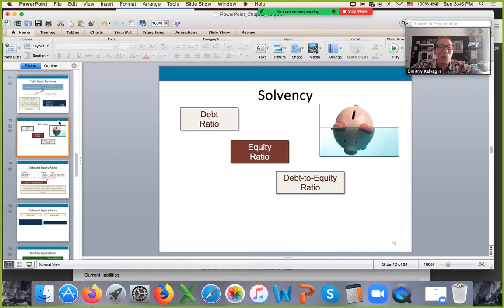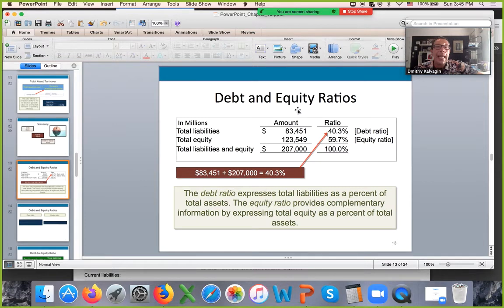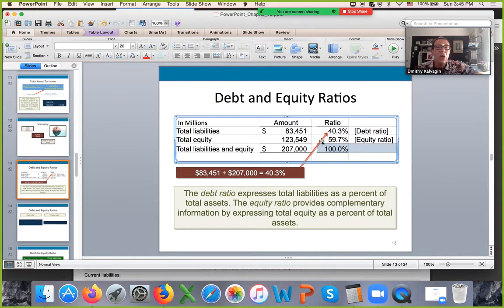The next group of ratios are called solvency ratios, and there are 3 of them. It looks at the company's reliance on debt. And guys, debt and equity ratios together give me 100%. So if my debt ratio is 40%, then my equity ratio is 60%. Together, they have to add up to 100% or to 1.